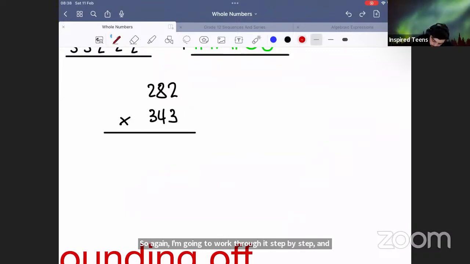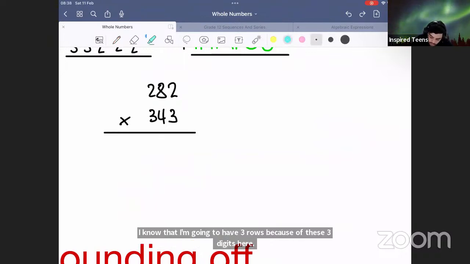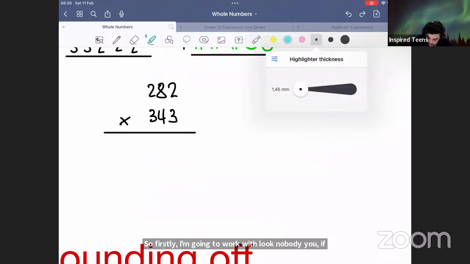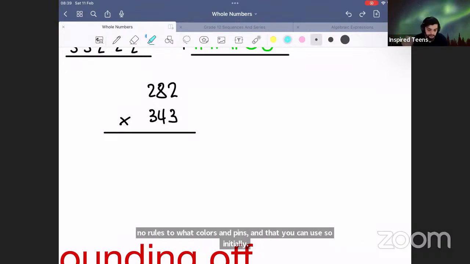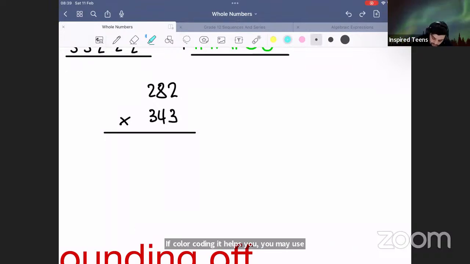So firstly, look, if you'd like in your notebook, when you're learning, when you're practicing, it's not an examination. When you're at home doing your homework, there's no rules to what colors and pens you can use. So initially, if color coding helps you, you may use color pens, highlighters, whatever. Feel free to do it because it can help. So let's work with 3.